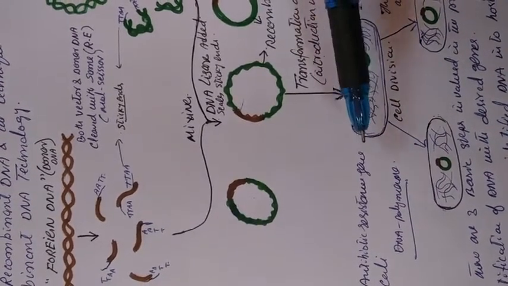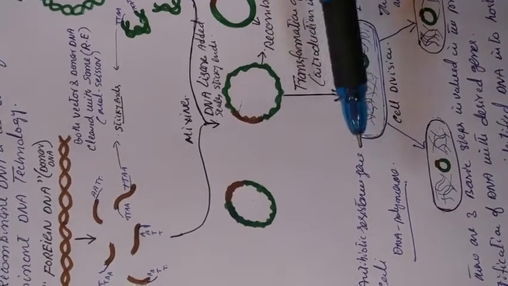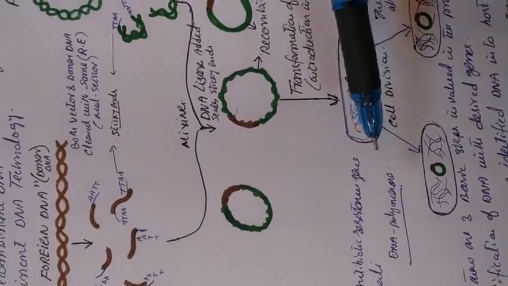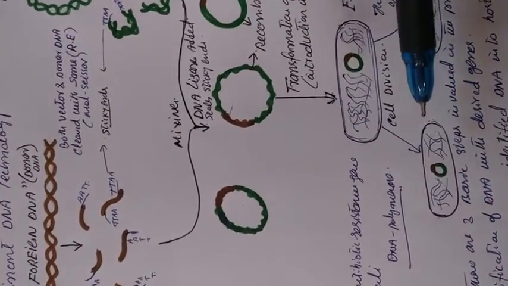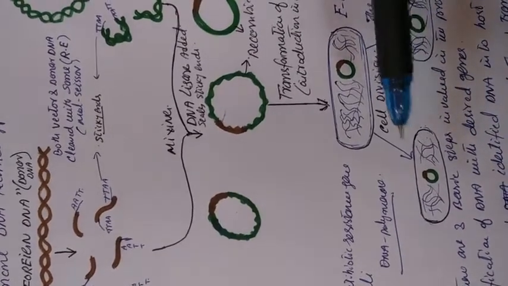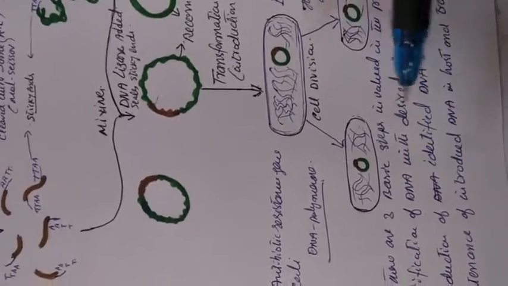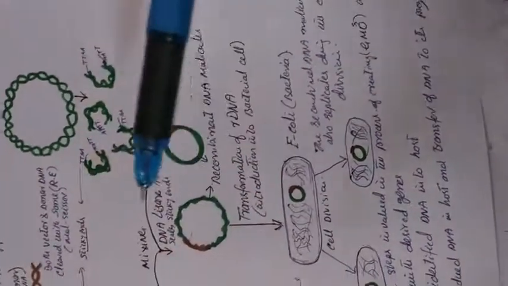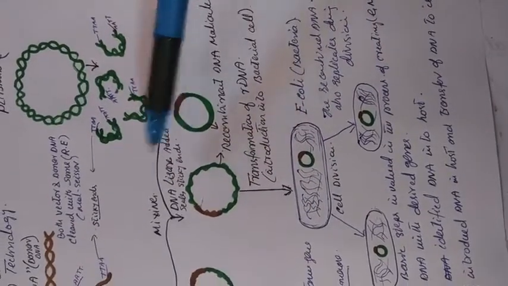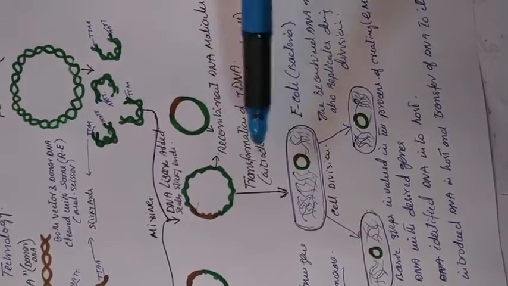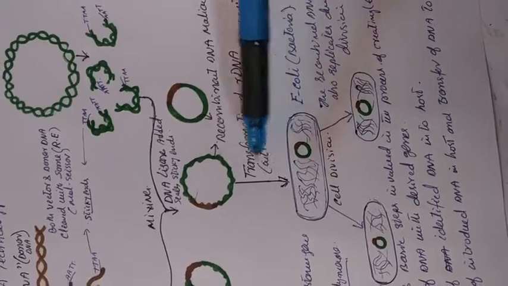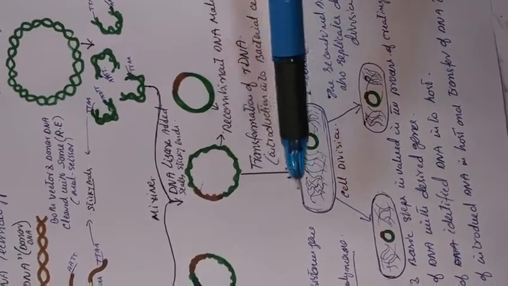This ability to multiply copies of the antibiotic resistance gene in E. coli was termed cloning of the antibiotic resistance gene in E. coli. Thus we see there are three basic steps involved in creating these genetically modified organisms, or transgenic organisms.